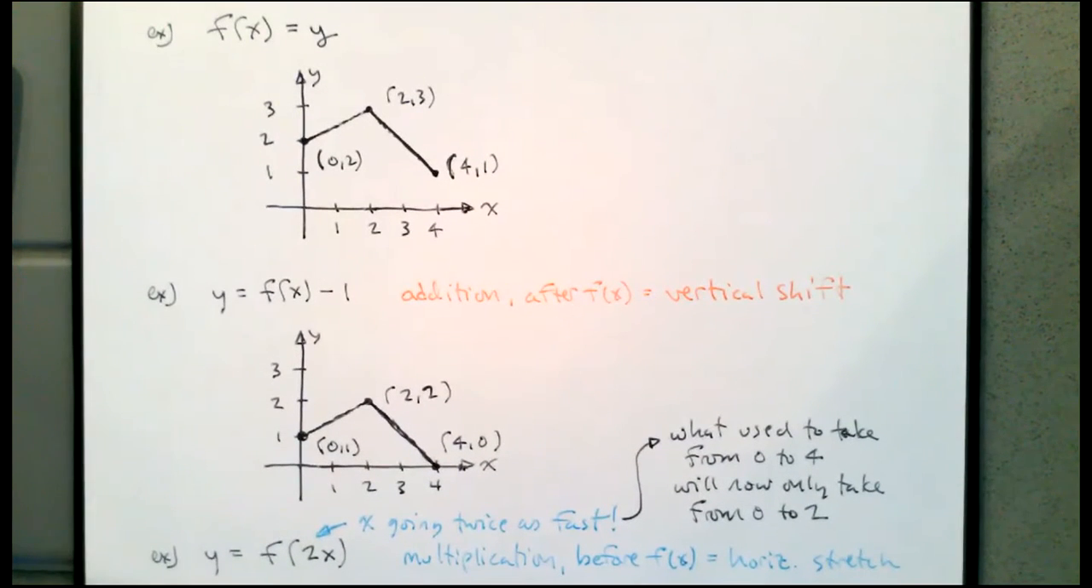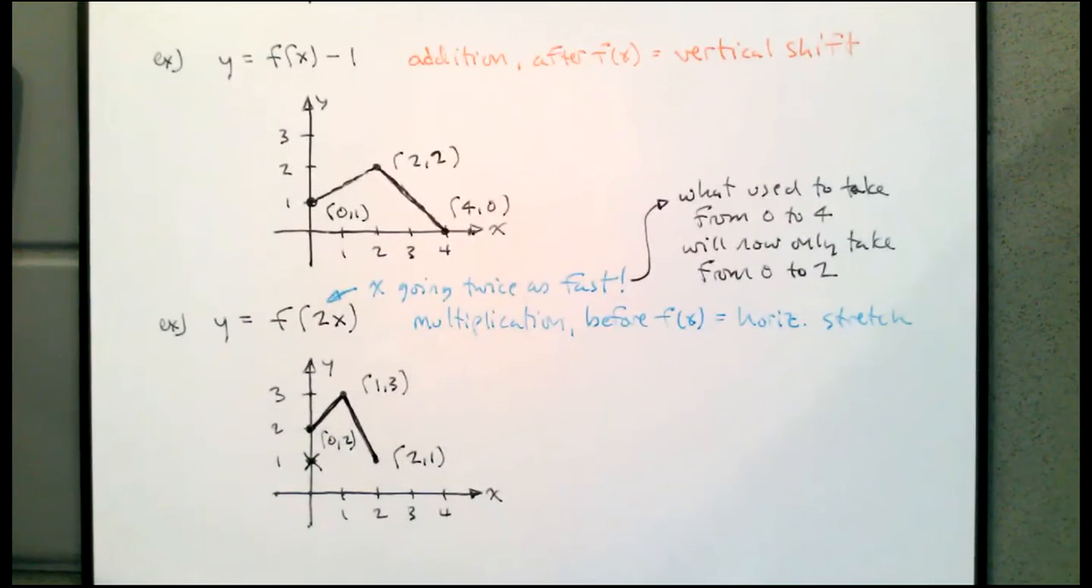So our original graph had that up and down. It all took all the way from 0 to 4. But now that we're going through the x values twice as fast, we've compressed that. We've got this horizontal compression.